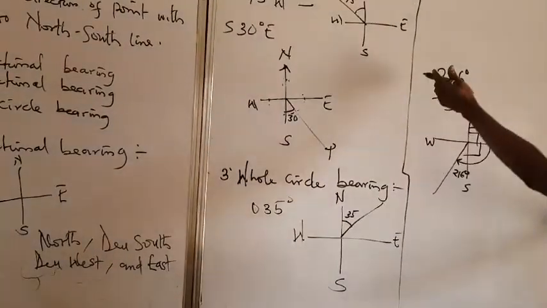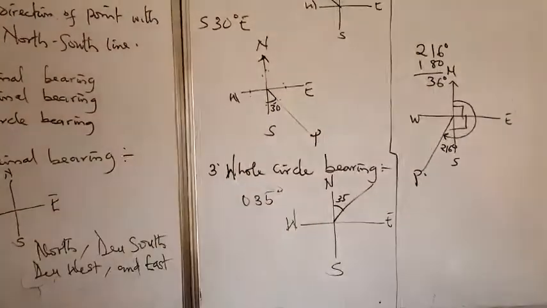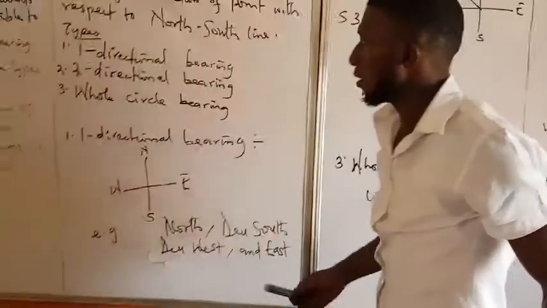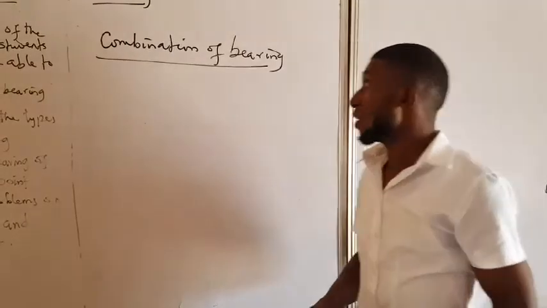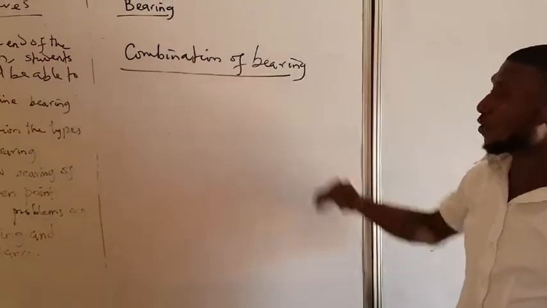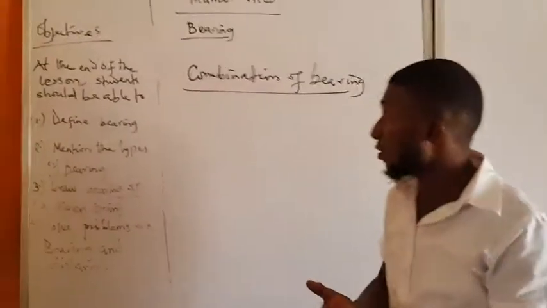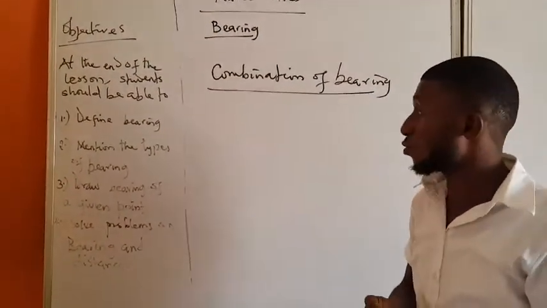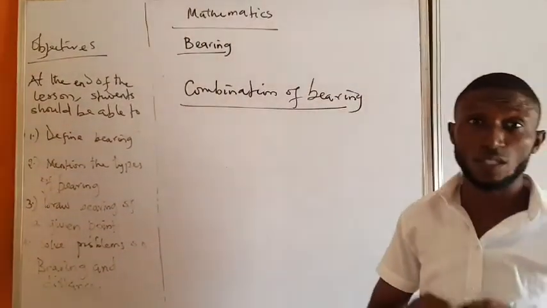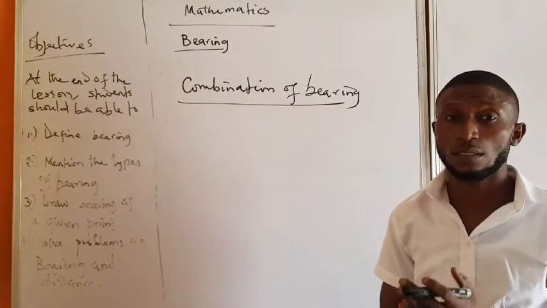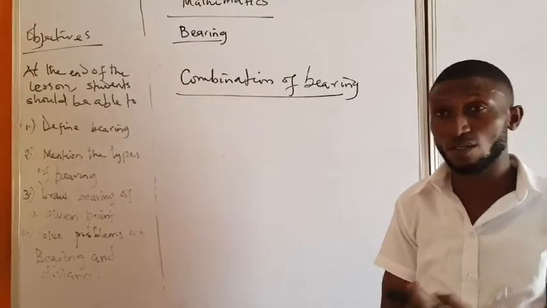Therefore, if point P is 216 degrees, and this is point A, that is the bearing and their types. Okay, now we want to treat combination of bearing. Remember, I said it earlier on that we have 3 types of bearing. We have the one directional bearing, we have the 2 directional bearing, and we have the whole circle bearing. There is a case where we combine these three, or we combine two. Depends on the question and how it is given.